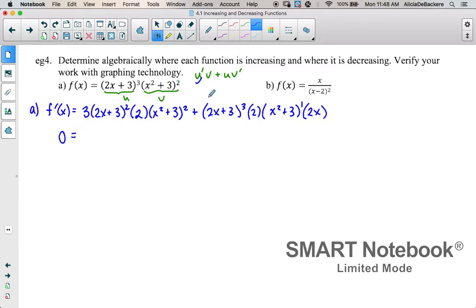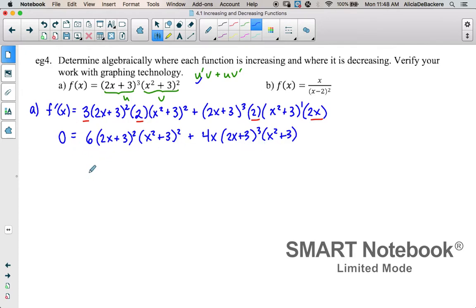So what I might do first is just reorganize. So I see here that I've got 2 multipliers. I'm going to bring them to the front and say that this is 6 times the 2 brackets. And then over here, I see I've got a 2 and a 2x. Again, I'm going to bring those both to the front. So I've got 4x when I multiply them together. Okay, so it's looking a little nicer.